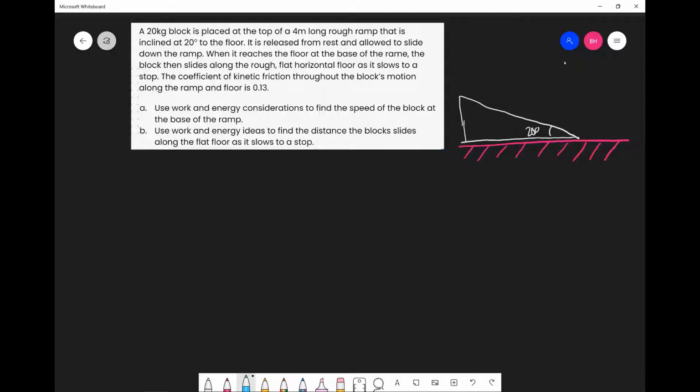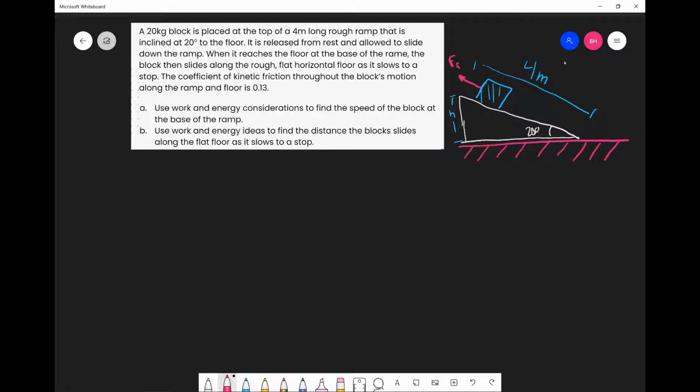We have our block that is on this ramp. And this has some height. We don't know what that is. We do know that the length of this is 4 meters. And we know that the block has a mass. I'm not going to label the mass right now, but one of the things that we do want to notice in this problem is that there is a frictional force. So I'm going to say F, lowercase f.